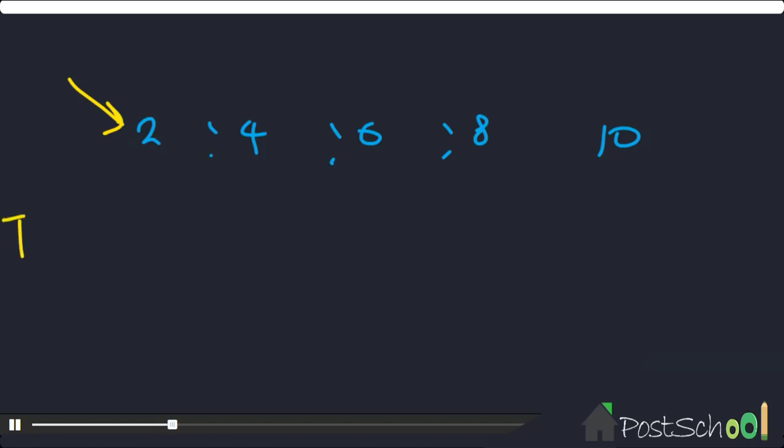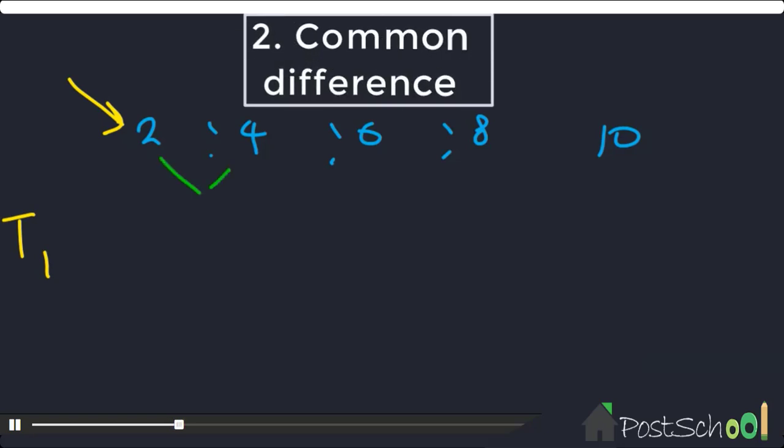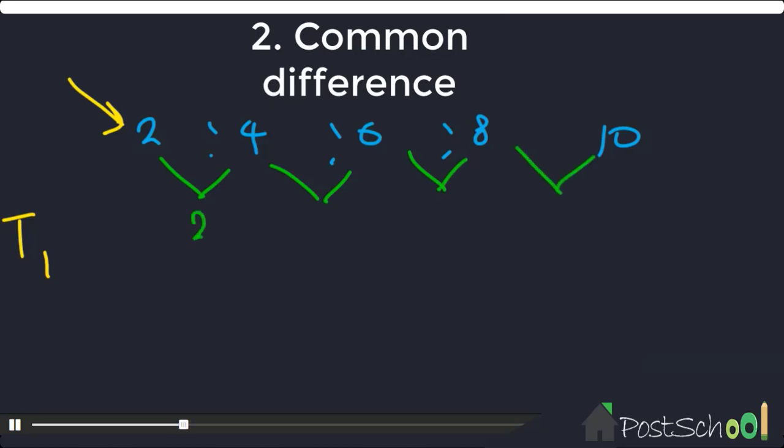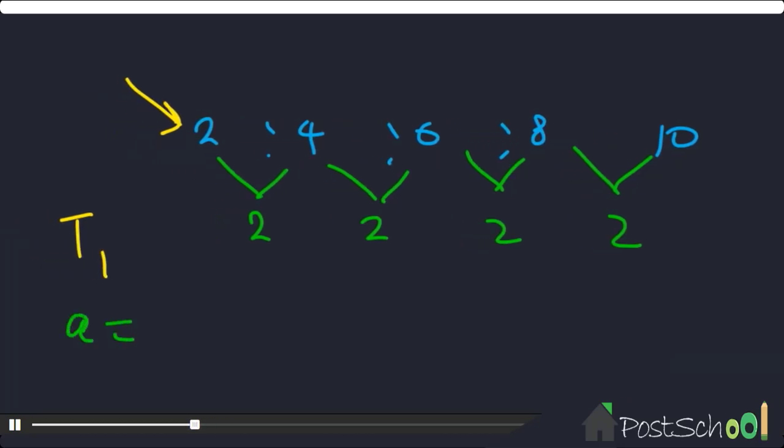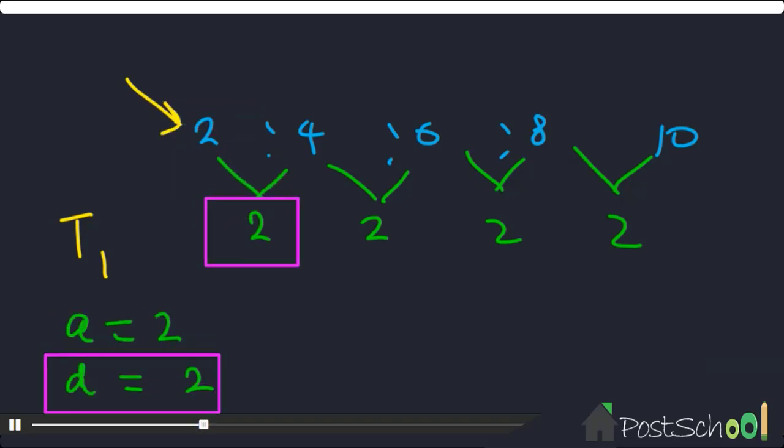We usually call it T1. It's term number 1. And then what we can also get from this is the difference between the numbers. We can see that the difference between these numbers is constant and it's 2. Therefore 2 is going to be our difference. Okay, now we have 2 things. We have A, which is going to be 2, and we have D, which is going to be 2. So A is equal to 2 is from the first term, and D is equal to 2 is from the constant difference.